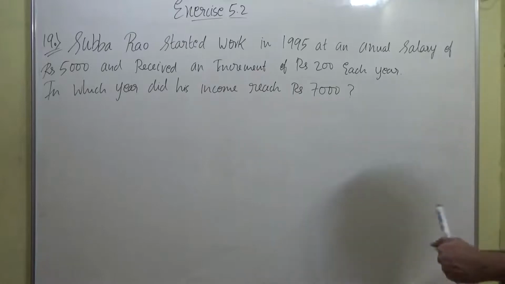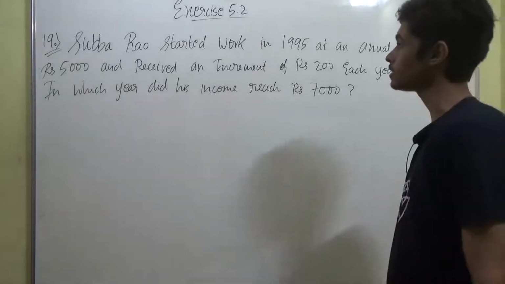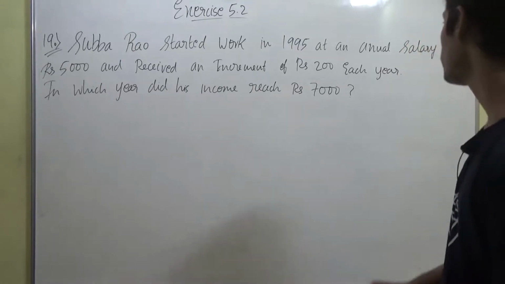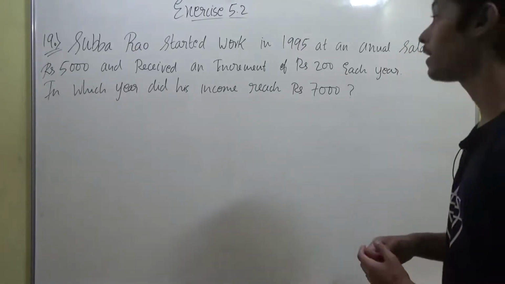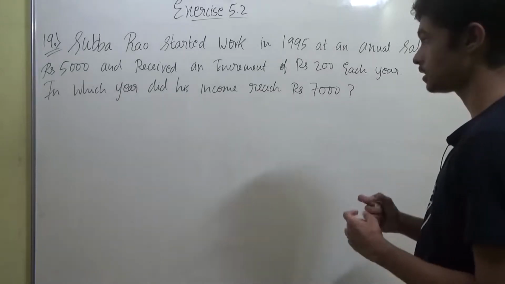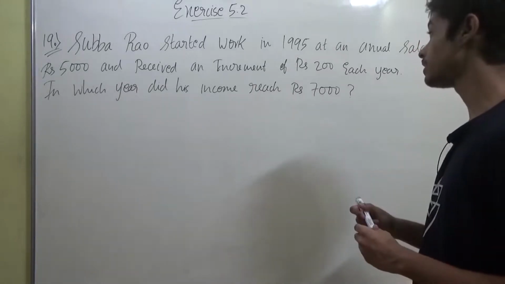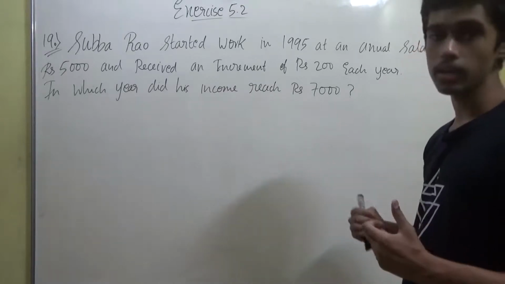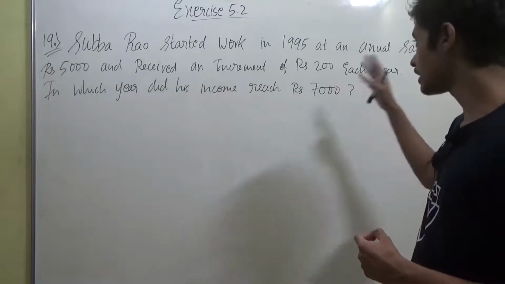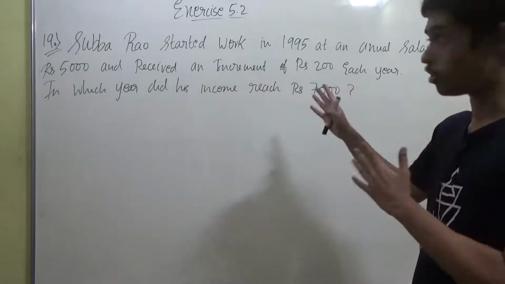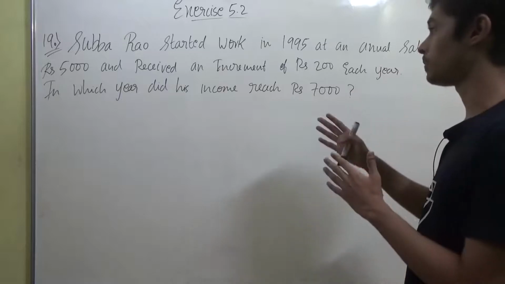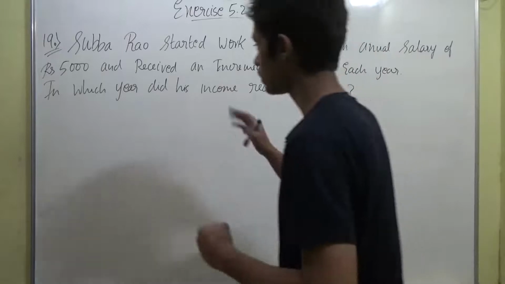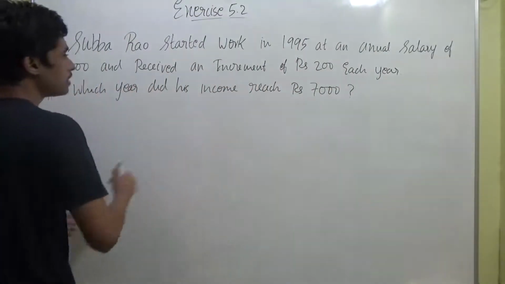So now let's go to question number 19, which says Shubho Rao started work in 1995 at an annual salary of rupees 5,000 and received an increment of rupees 200 each year. In which year did his income reach rupees 7,000? Okay, so there's a Shubho uncle, right? He started to work in 1995, which was even before I was born, at an annual salary of rupees 5,000 and received an increment of rupees 200 each year. So in which year they're asking his salary would have become 7,000.